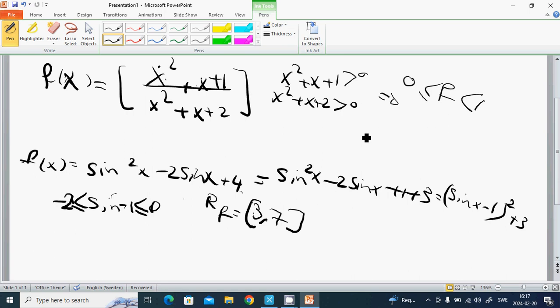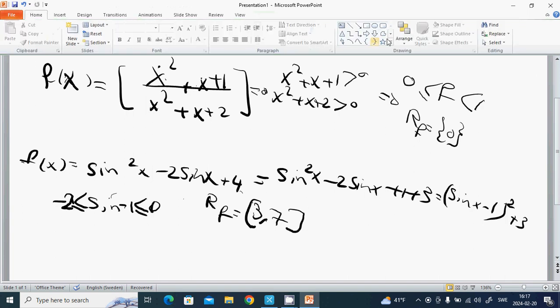And when we use it, then R_f is only 0 because of the bracket. The bracket is between 0 and 1. The bracket is going to be 0. Okay.